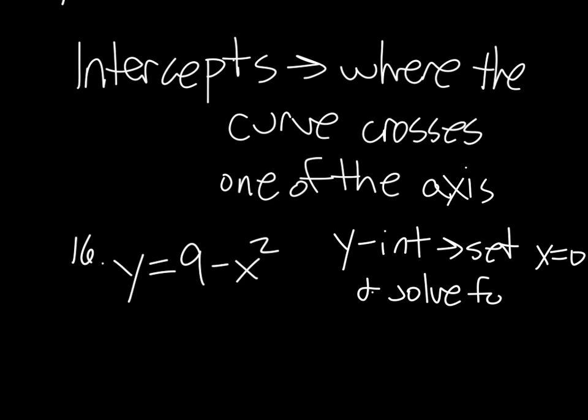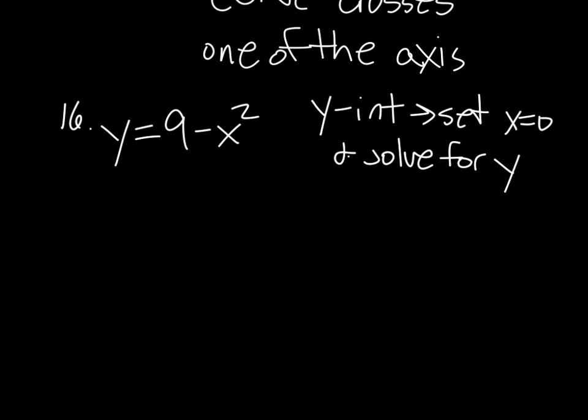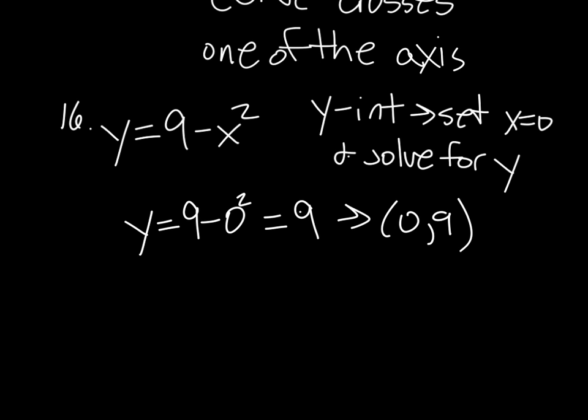9. So in this case, for the y-intercept for this one, set x equal to 0. So then 9. Again, this is a coordinate: 0, 9. All right, so what about the x-intercept? Y equals 0. Set y equal to 0. Solve for x.